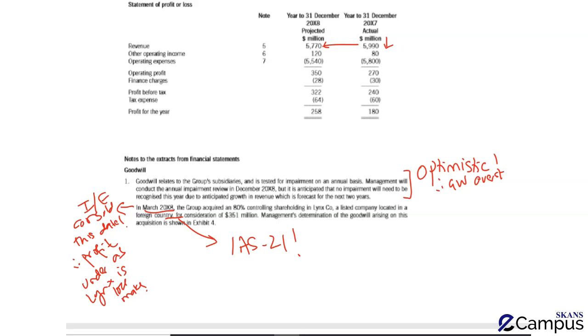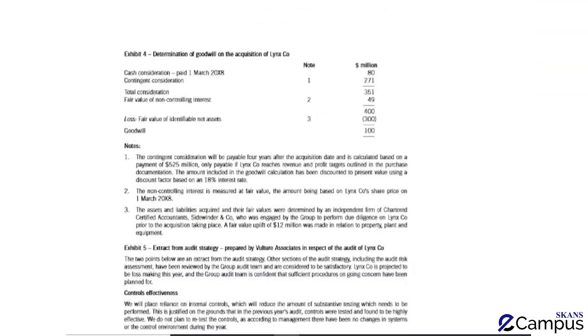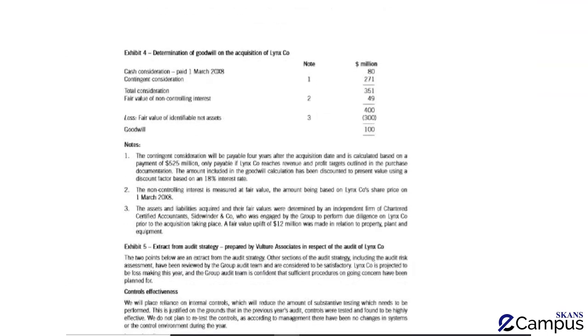It also mentioned that information is given in Exhibit 4. So let's cover this right now. I'm going to go all the way down to Exhibit 4 and have a look at the risks over here. So again, there's cash consideration, contingent consideration, fair value of non-controlling interest, fair value of identifiable net assets. Once again, there's some notes given. Let's start talking about this. The contingent consideration is going to be payable. All these conditions are given.